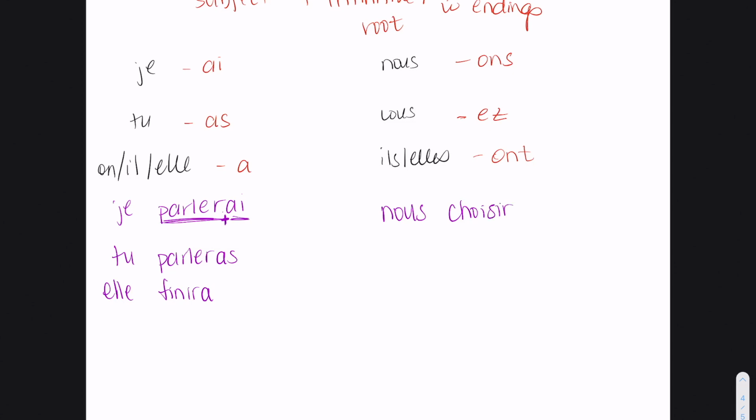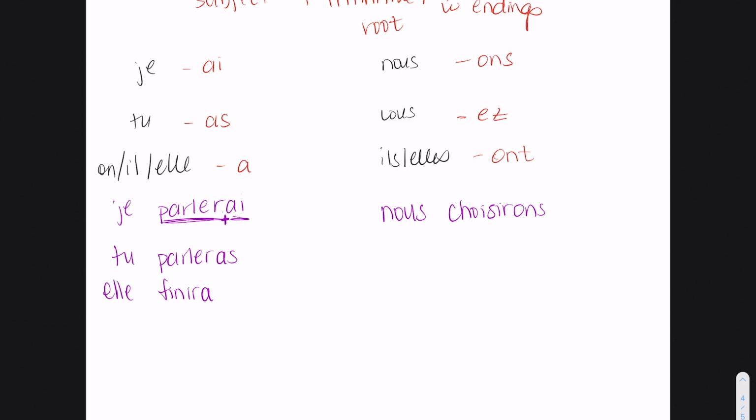Okay, so choisir is our verb. We know that for nous, we have to go here and add the O-N-S onto the end of the verb to make it futur simple. Okay, so nous choisirons. We will choose tomorrow what we're going to do. Nous choisirons demain qu'est-ce qu'on veut faire. Okay? Qu'est-ce qu'on veut faire?